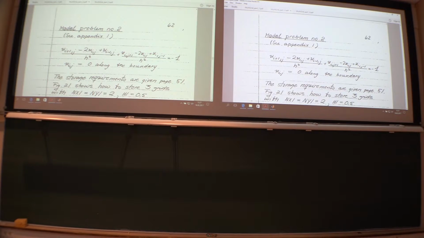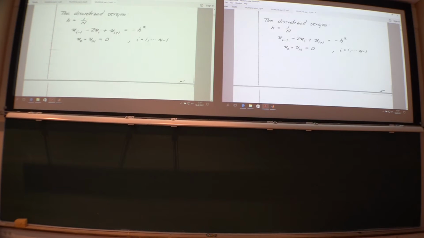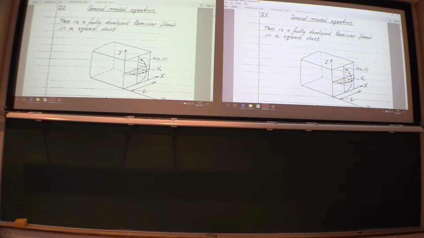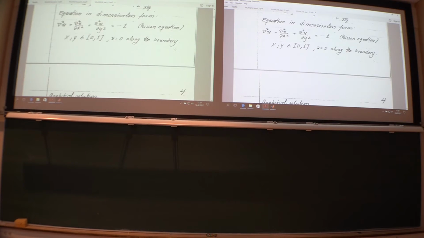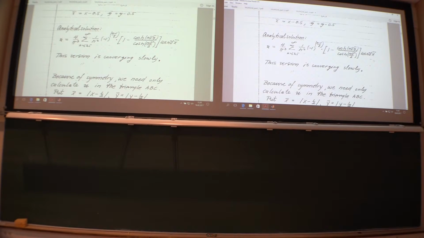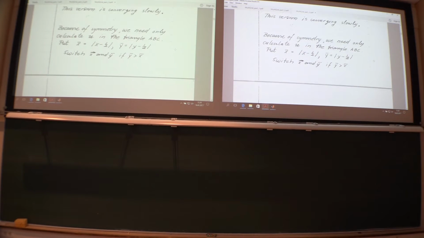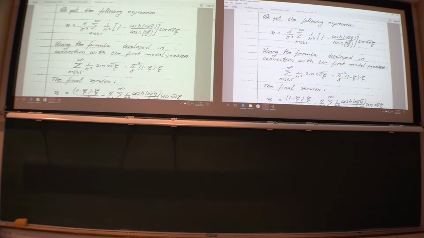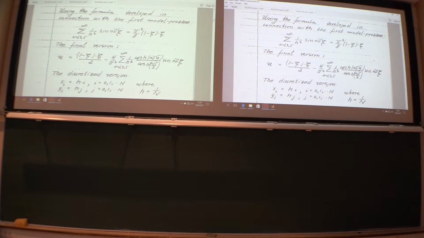And the difference will be even stronger here in 2 dimensions. Model problem number 2 is sort of the same problem, but then 2D. So now you have laminar flow through a square duct, and also here you have an analytical solution, so you have something to compare with. The analytical solution here is not so easy to calculate, but here you have it, so you can use it. It's a nice test case anyway, so nice to know these analytical solutions.